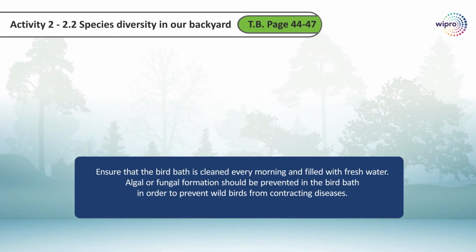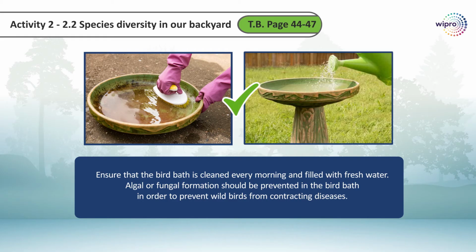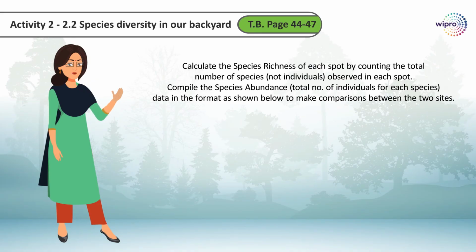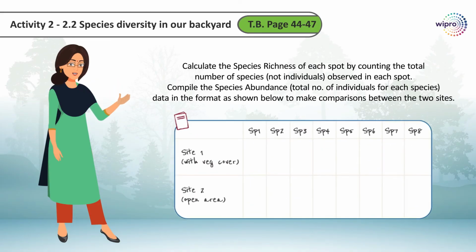Ensure that the bird bath is cleaned every morning and filled with fresh water. Algal or fungal formation should be prevented in the bird bath in order to prevent wild birds from contracting diseases. Calculate the species richness of each spot by counting the total number of species, not individuals, observed in each spot. Compile the species abundance, the total number of individuals for each species, in the format shown below to make comparisons between the 2 sites.